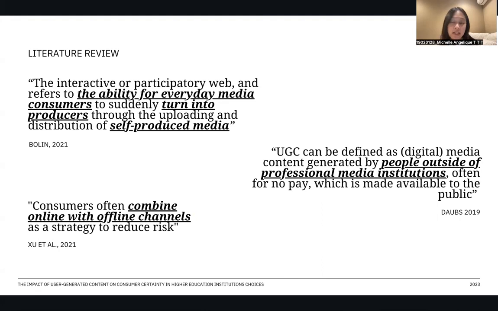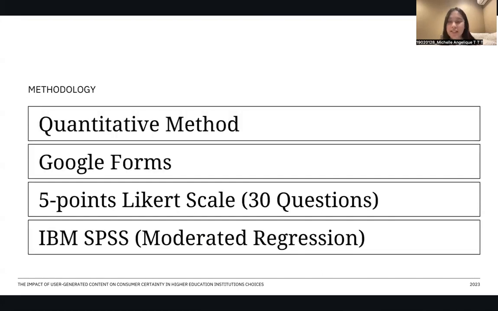And lastly, citing from Su et al. in 2021, consumers often combine online with offline channels as a strategy to reduce risk, to support user-generated content marketing strategies in relation to consumer certainty. In conducting the study, a quantitative method through 30 five-point Likert scale questions on Google Forms is spread online and then analyzed with moderated regression analysis on SPSS with the F-Hayes Process 4.2 data.